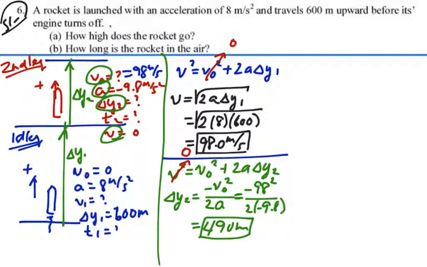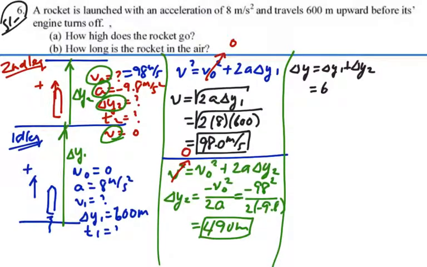Nice. So our final height, our total displacement, is the sum of these two displacements, delta y1 plus delta y2. That is going to be equal to 600 meters plus 490 meters, which will be 1,090 meters. That's how high the rocket will go.